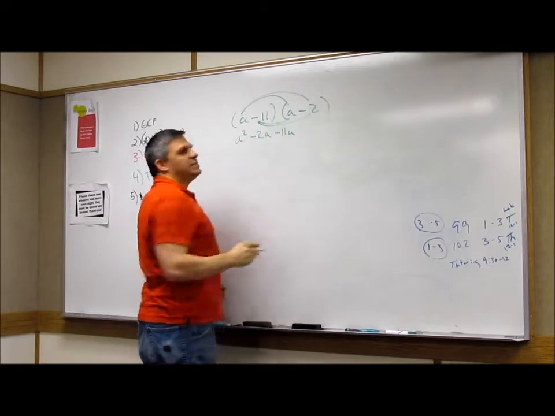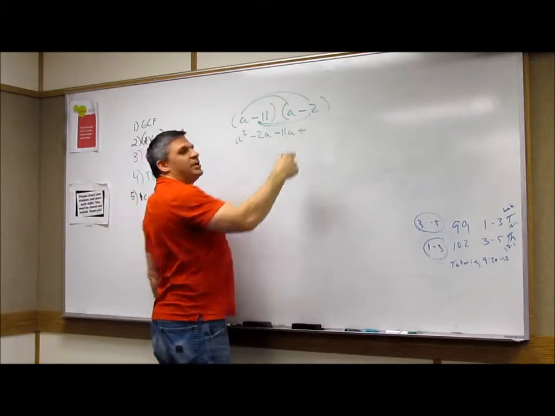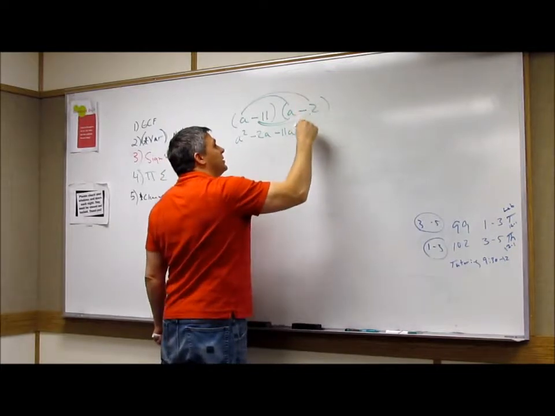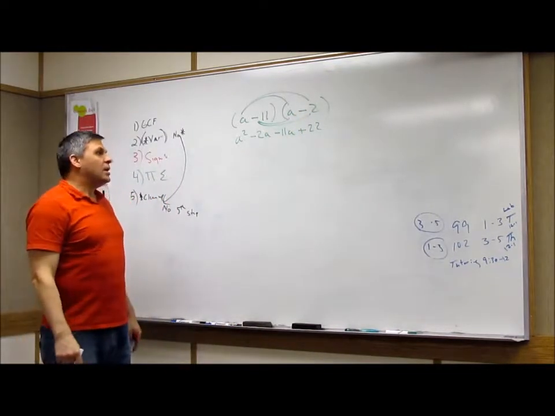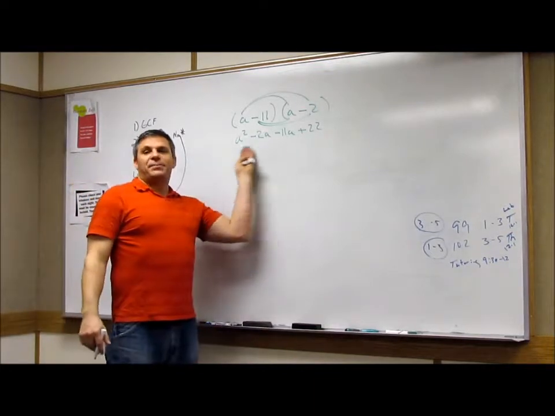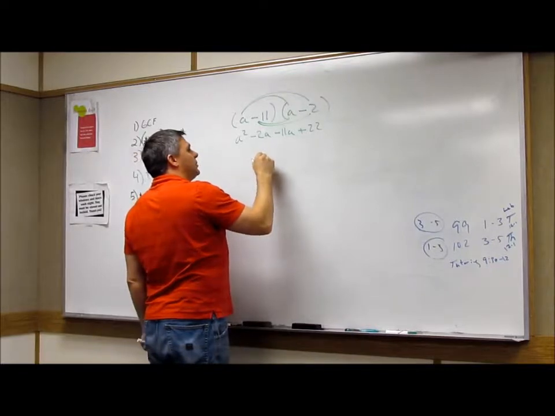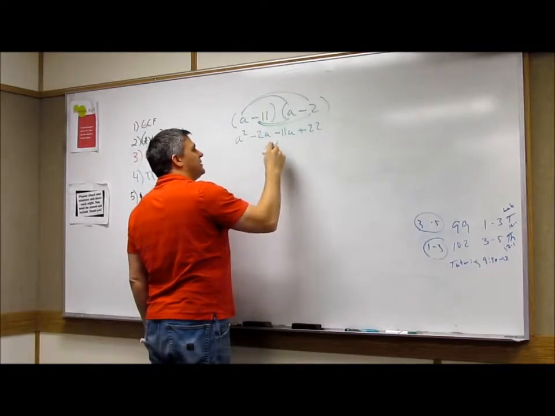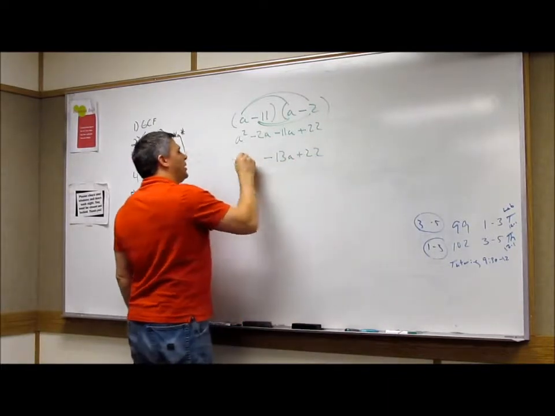And negative 11 times negative 2 is positive. Two negatives make a positive 22. So, when I add these up, they add, and I get 2 plus 11 is negative 13A plus 22 and A squared.